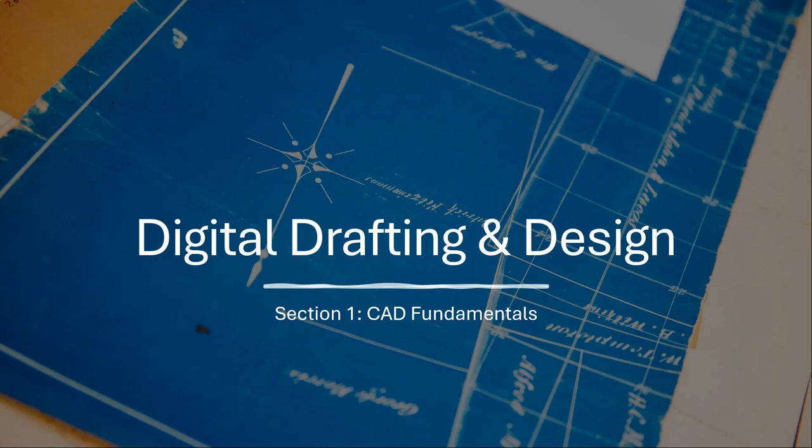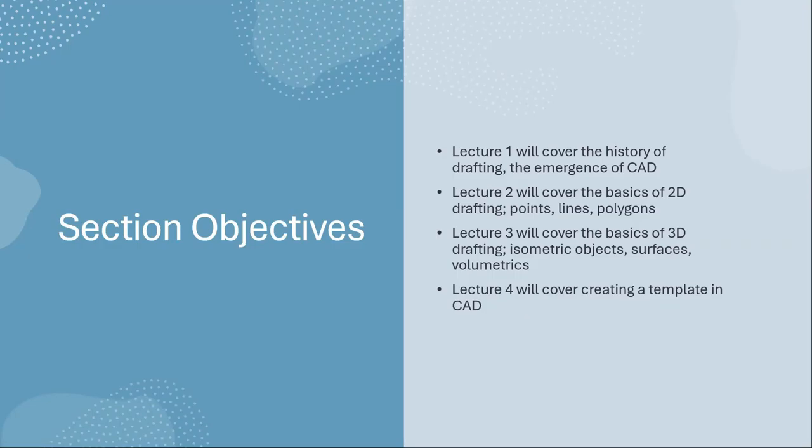This lecture is going to kick off section 1, which is going to cover CAD fundamentals. So we're going to have 4 different lectures in section 1. Those lectures are going to cover the history of drafting and the emergence of CAD, the basics of two-dimensional drafting, points, lines, polygons, basics of three-dimensional drafting, isometric objects, surfaces, volumetrics, and then lecture 4 will cover creating a template in CAD. So let's go ahead and get started with lecture 1.